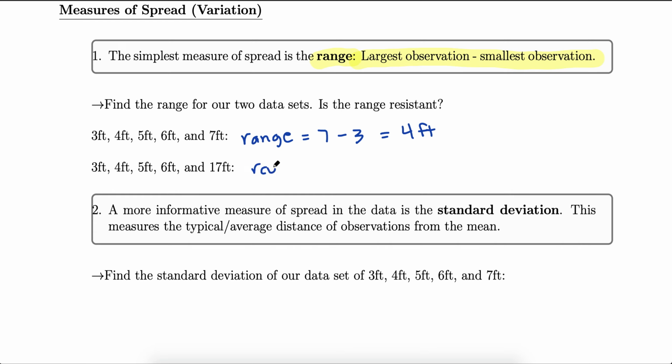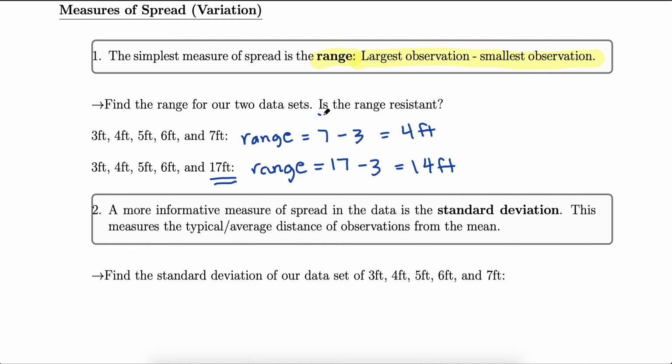This second data set, same idea. We had this observation, little Johnny moved way down to the end of the seesaw at 17 feet. All the other data points stayed the same. So we have 17 minus 3, or 14 feet. So two data sets nearly identical except for the last observation.